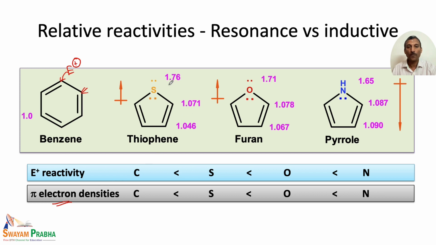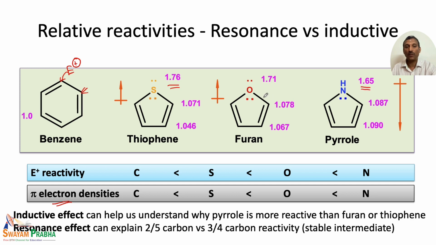So here the sulfur is having 1.76 electron density only. Oxygen is a little bit less, but nitrogen is much less. So in other words, how the reaction actually works can be explained based on the inductive effect as well as the resonance effect, because so far we have only talked about the resonance effect, which is responsible for the reactivity. Of course, there is one more effect called the inductive effect.